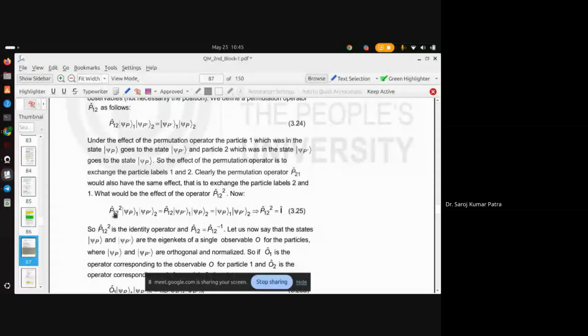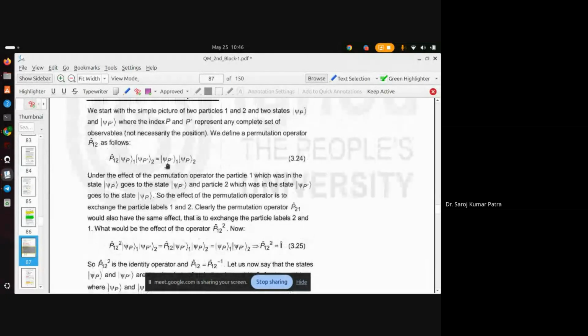So what will be P12 squared? It has to be identity, right? P12 squared has to be identity, right? क्योंकि एक बार फ्लिप किया, अब दोबारा उसको फिर से फ्लिप किया तो वो ओरिजिनल स्टेट में चला जाएगा, isn't it?